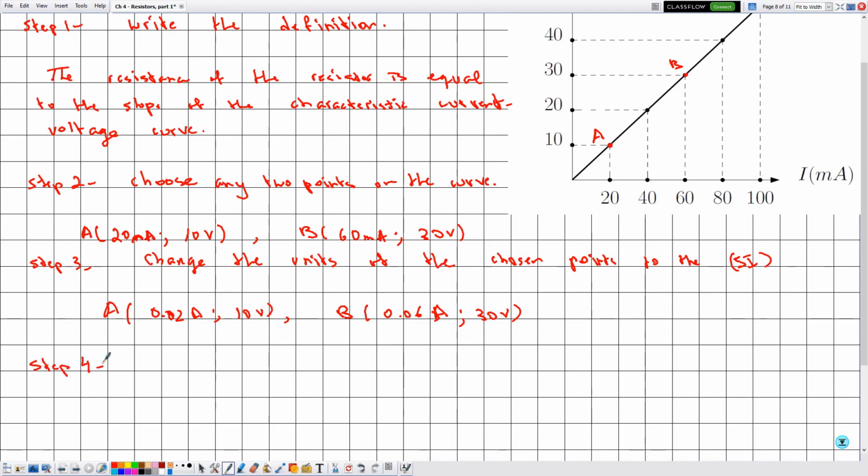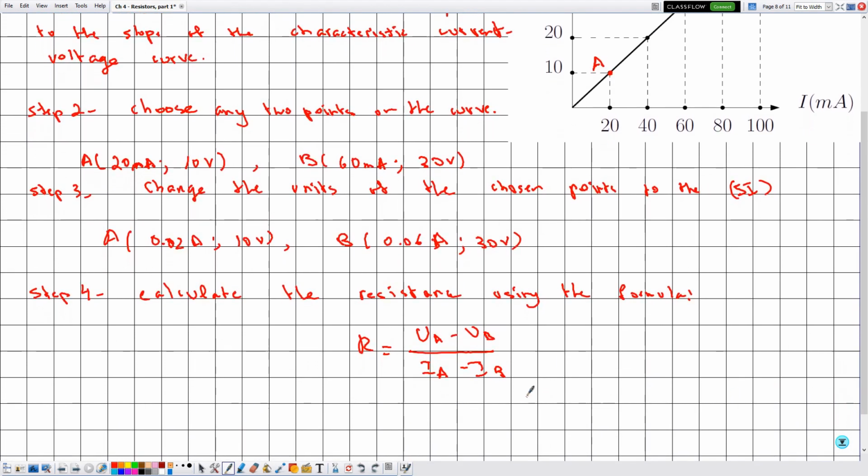Then step number 4, calculate the resistance using the formula given by R is equal to the voltage of the point A minus the voltage of the point B divided by the current of the point A minus the current of the point B. Now let's use the following formula to calculate the resistance R. R is equal to UA minus UB divided by the current of the point A minus the current of the point B.